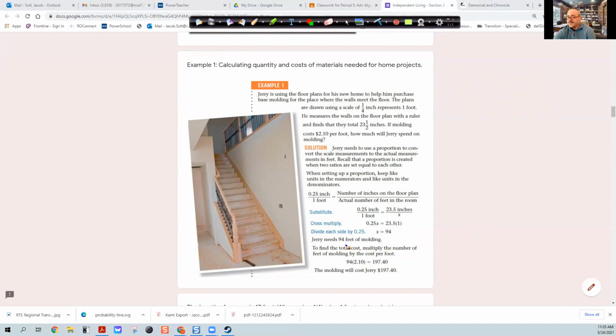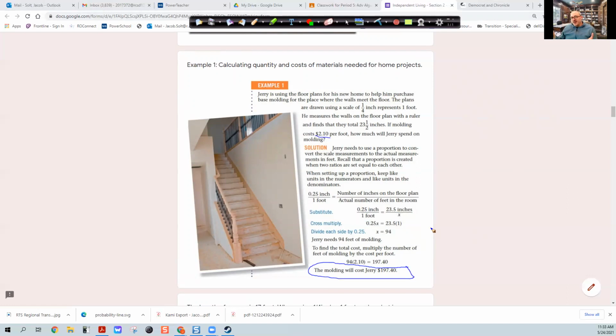And we know that the base molding costs $2.10 per foot. So 94 times $2.10 equals $197.40. Jerry is going to end up spending $197.40 on base molding for this little project he's got going on. Not so bad, right?